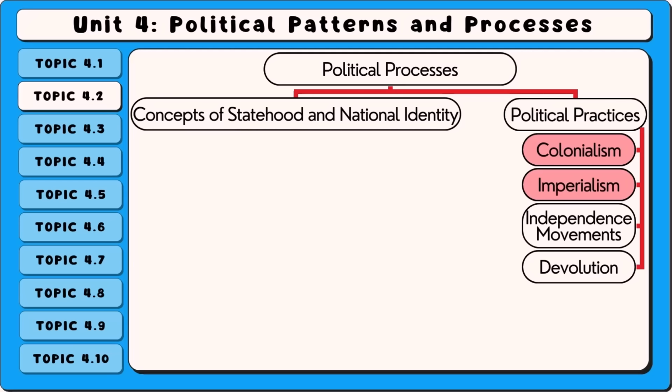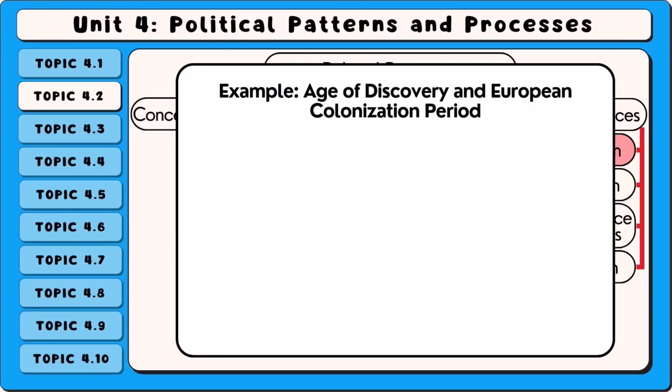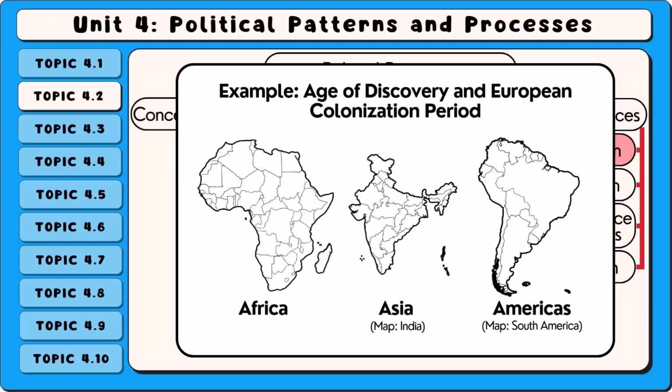We've already touched on colonialism and imperialism in previous units, but I'll briefly go over them again because the AP Human Geography curriculum explicitly requires that we cover them in this lesson as well. Colonialism is the practice of one country settling in and taking control of another territory, usually for economic and strategic gain. During the 1500s to 1900s, European powers colonized much of Africa, Asia, and the Americas.